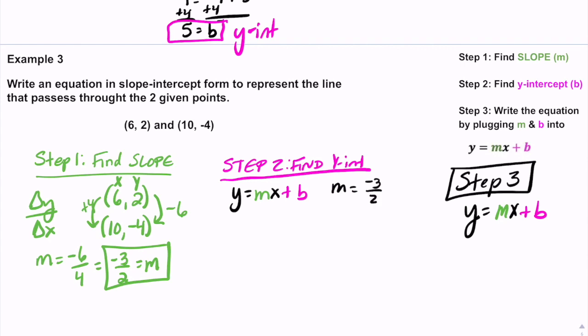And we have 2 points to choose from. You could choose (6, 2). You can choose (10, negative 4). My guess is that most of you would choose (6, 2). Again, it does not matter. You're going to come up with the same b.